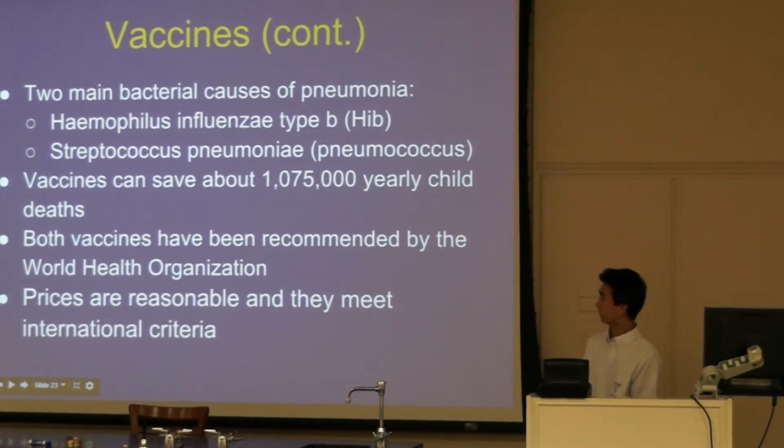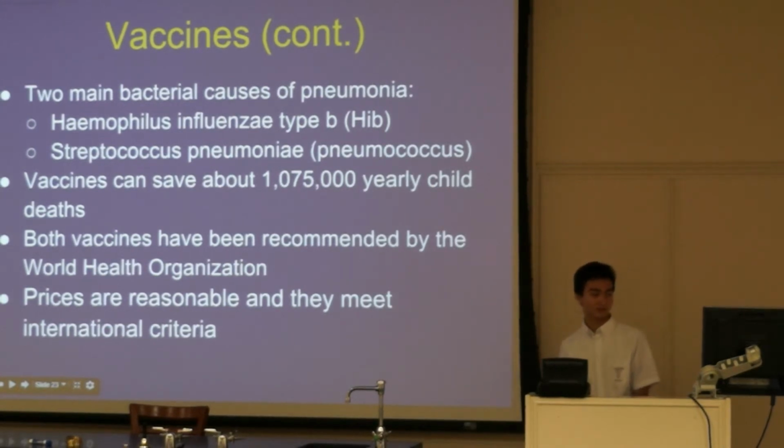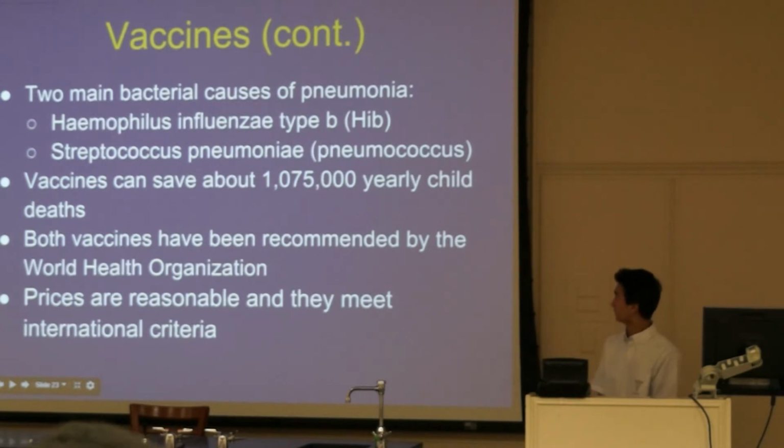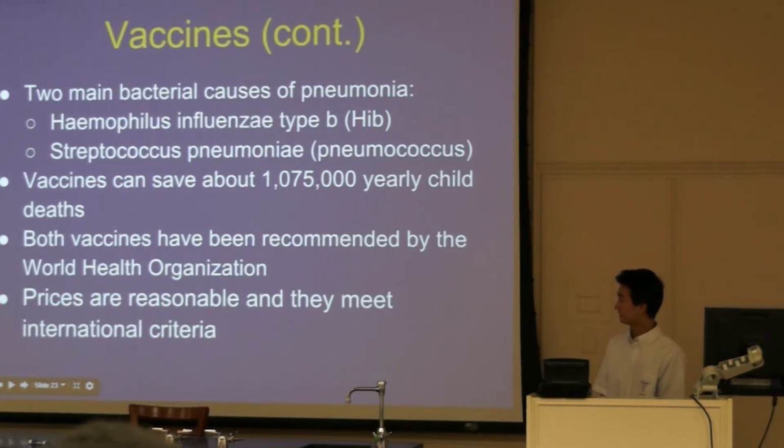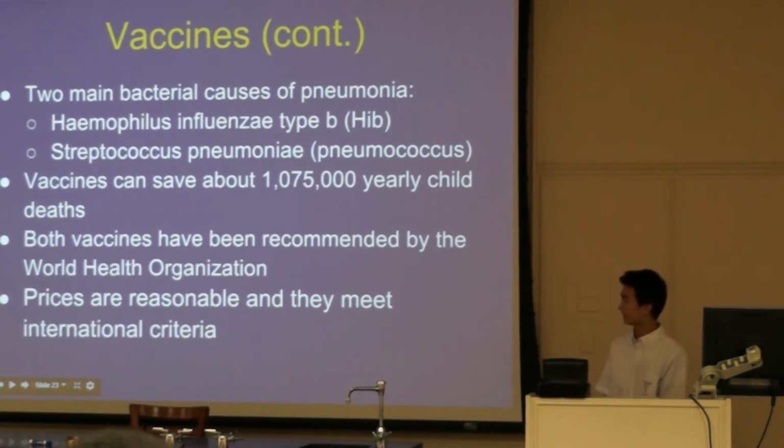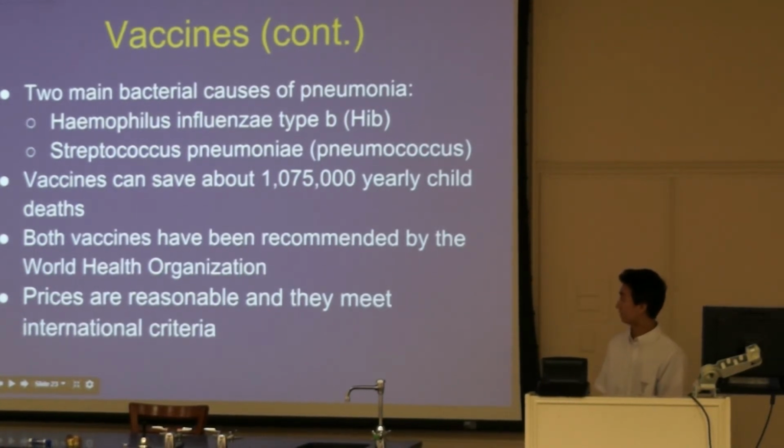The two main bacterial causes of pneumonia are Haemophilus influenzae and Streptococcus pneumoniae, or pneumococcus. The vaccines together can save about 1,075,000 child deaths yearly, and both vaccines have been recommended by the World Health Organization. The prices are reasonable and they already meet the international criteria.